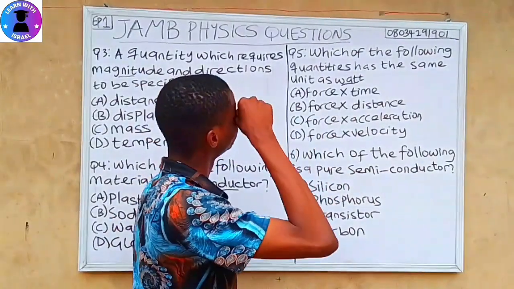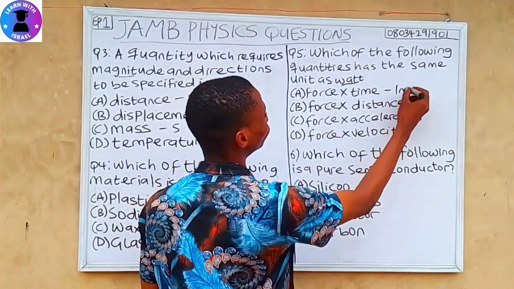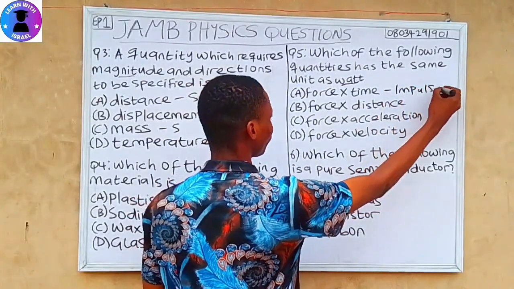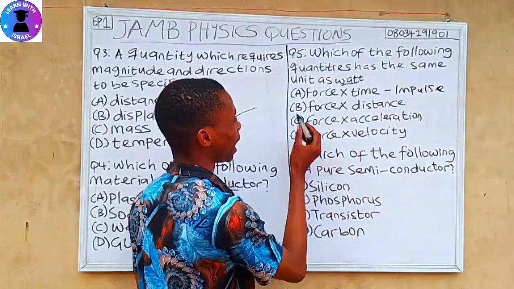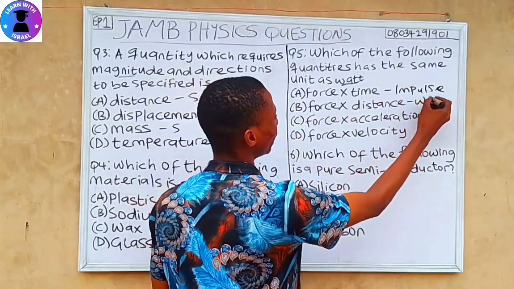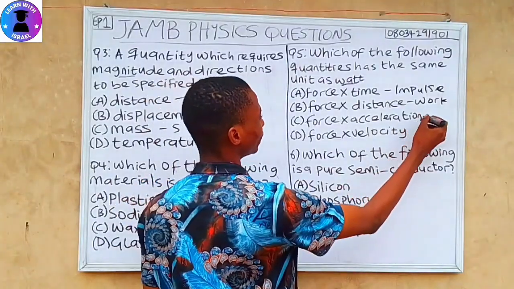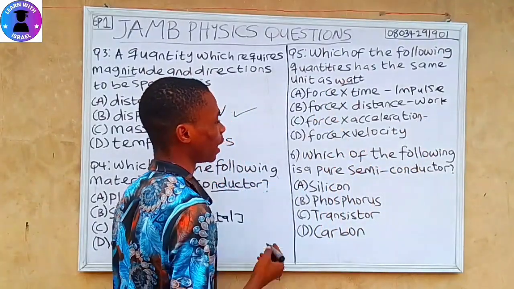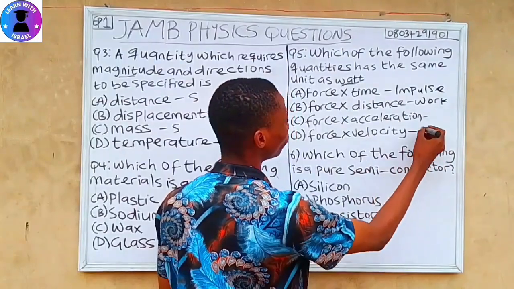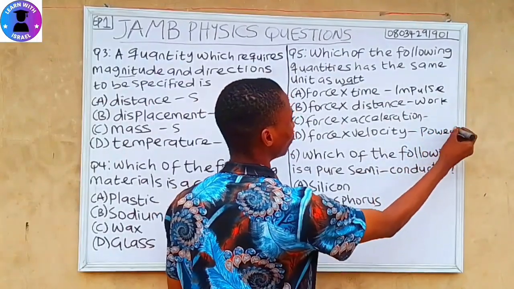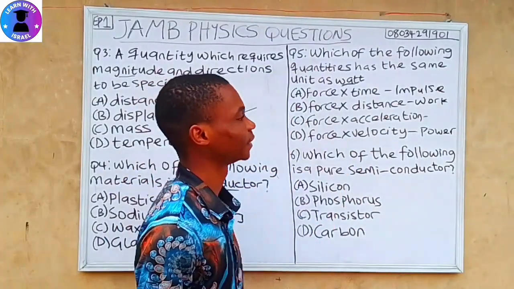Force times time is the formula for impulse, which has nothing to do with watt. We all know that the unit for power is watt. Force times distance is work, and the unit for work is joule. Force times acceleration has nothing to do with watt. Force times velocity is another formula for power, and the unit of power is watt.